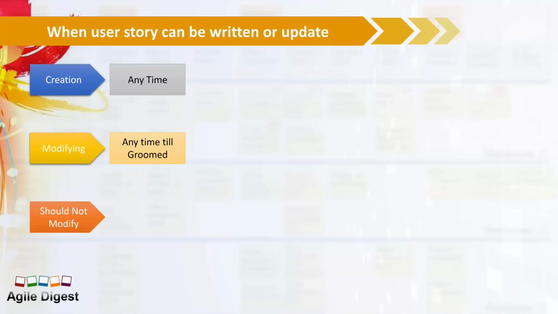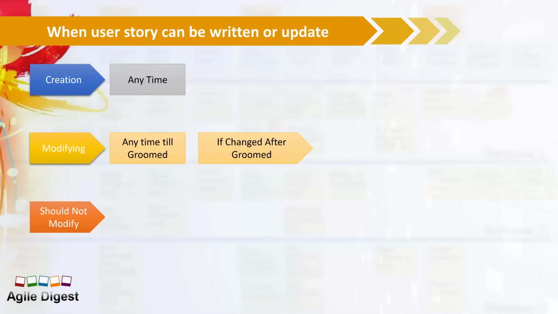So there is creation, modification, and when it should not be modified. Creation: anytime we can create a user story and add it into the backlog. Modifying: anytime until it's groomed. When we groom a story, we estimate it. At the time of grooming we estimate the user story and give it a story point. So until it's estimated, it can be modified. But what happens if some changes come up and we need to make changes?